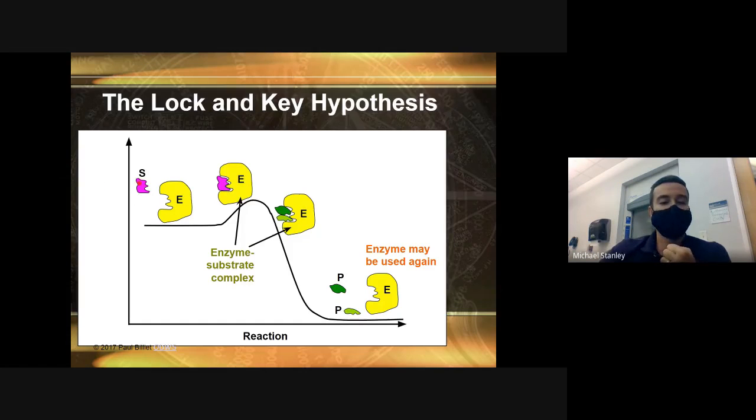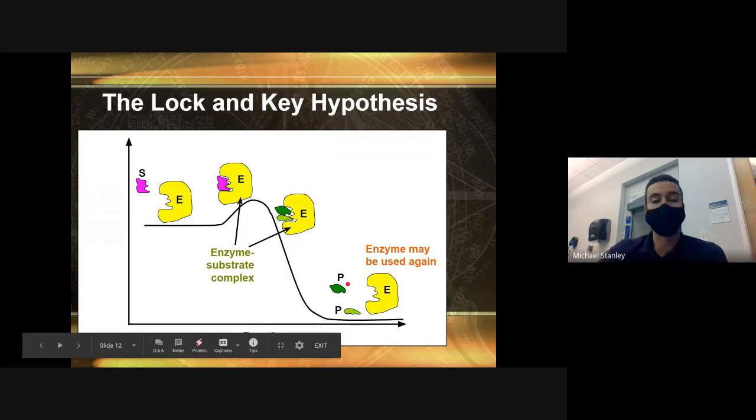So we have our substrate. It perfectly fits the active site. The reaction happens. We change into the products. And then the products are released. They don't fit anymore, and we want them to leave and go do something else. And then this enzyme can be used all over again.